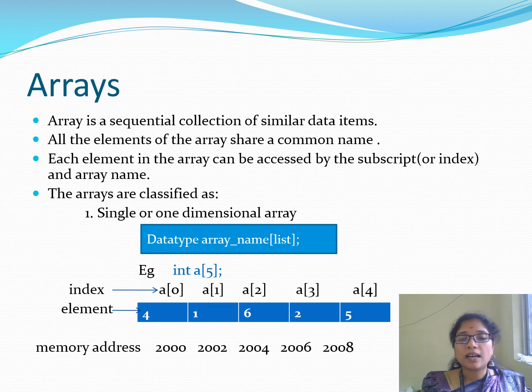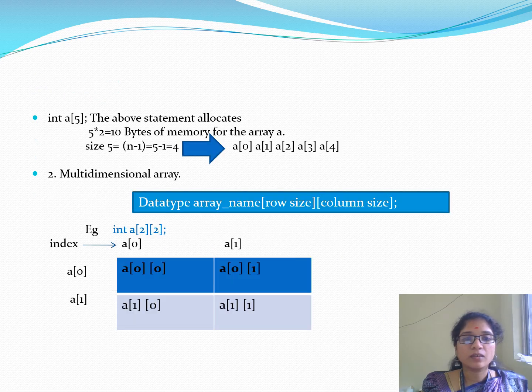For example, this is the array structure: int is the data type, a is the array name, and then the size of the array, 5. We declared size as 5, and this is a diagram. First, it is the main memory. In that memory, the size we already gave is 5, so it will allocate 5 places in memory. It is the index value. The index value always starts from 0: 0, 1, 2, 3, 4. And then it is the memory address for each element.